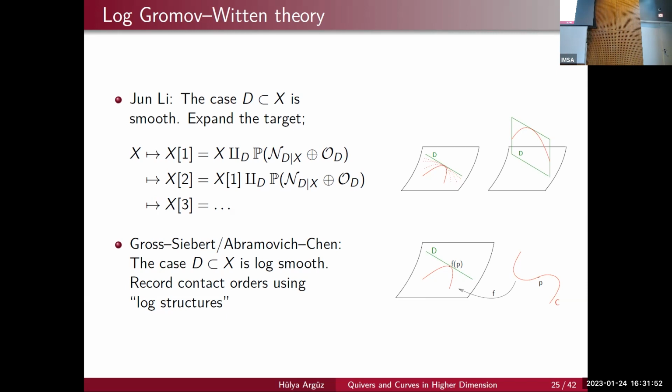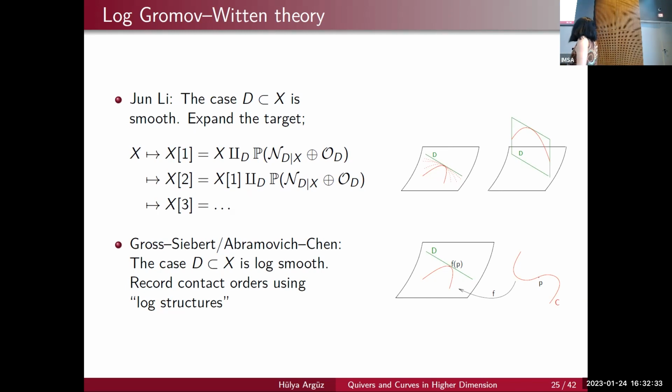So he has a construction of relative Gromov-Witten invariants using compactifications by curves that live inside bubbles. He creates an accordion picture, modifying the target a little bit, to be able to construct nice moduli spaces. This theory of relative Gromov-Witten invariants was generalized by Gross-Ebert and Abramovich-Chen to the situation where you can consider not only smooth divisors D, but more general divisors, for instance, with normal crossing singularities.